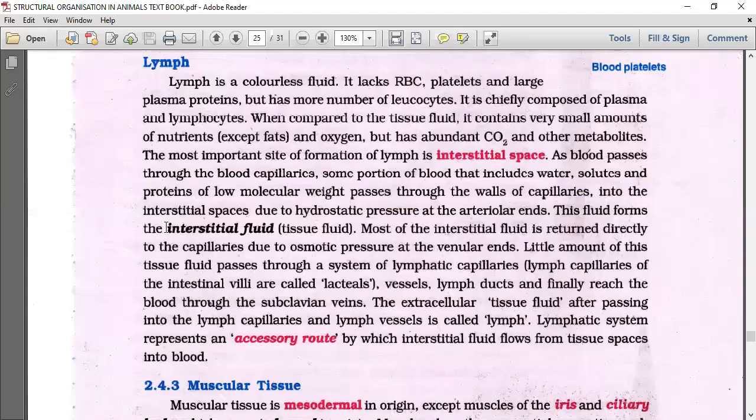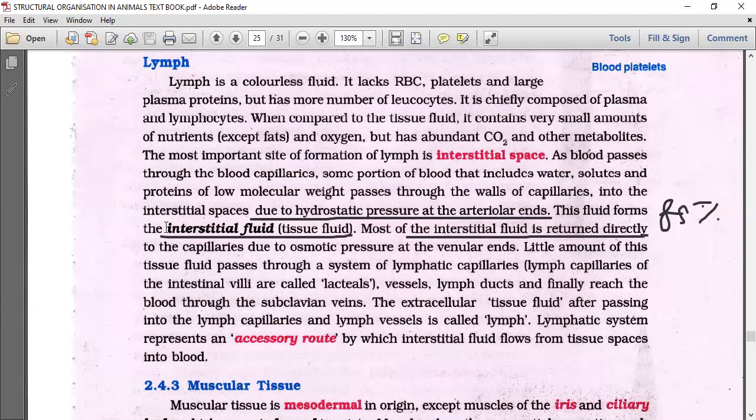Let me read once again. Most of the interstitial fluid. Here is the word we read: due to the hydrostatic pressure at the arteriolar ends, this fluid forms the interstitial fluid or tissue fluid. Most of the interstitial fluid is returned directly. That means, as we said, about 85% of the fluid is returned directly to the capillaries.